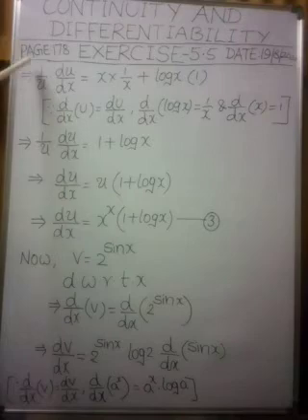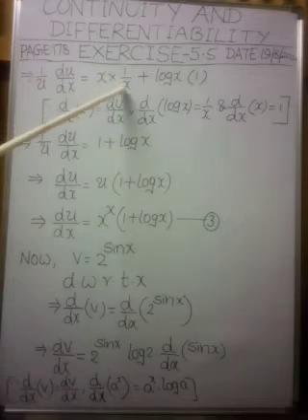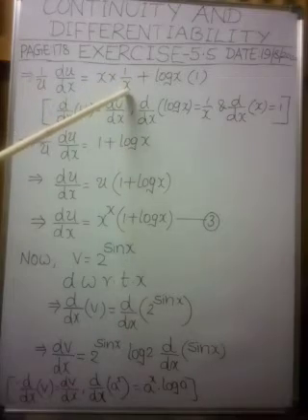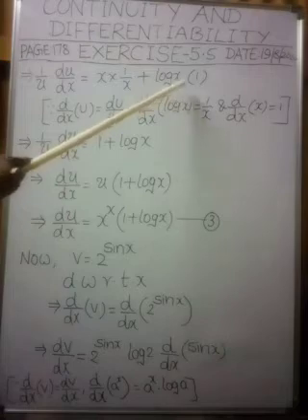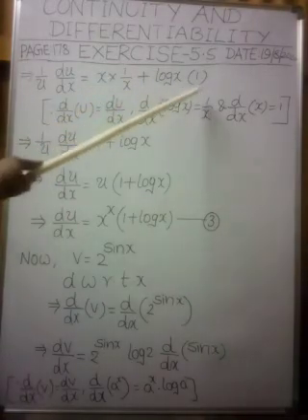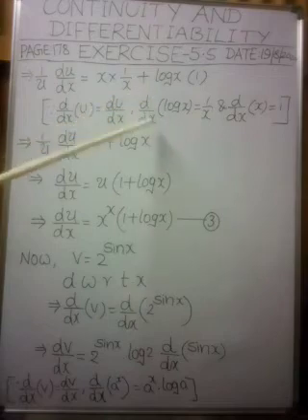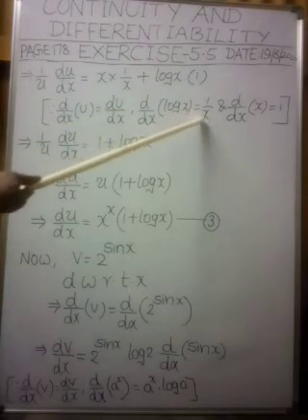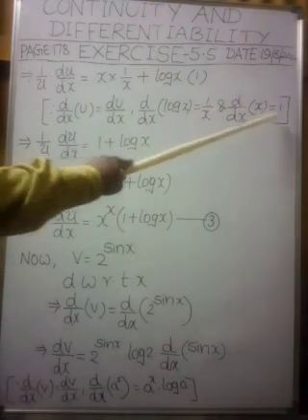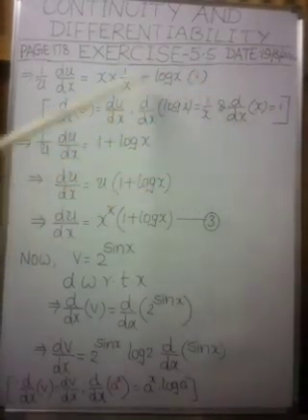This implies 1 by u into du by dx is equal to x into d by dx of log x, which is 1 by x, plus log x into d by dx of x, which is 1. Understood this step, my dear children? Right, because d by dx of u is equal to du by dx, and d by dx of log x is equal to 1 by x, and d by dx of x is equal to 1. We use these formulas in this step.